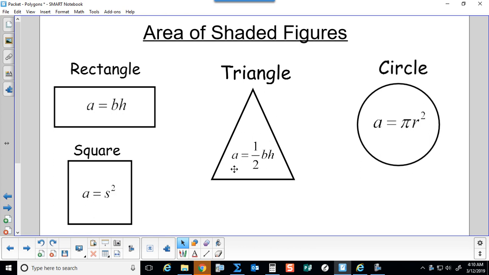We'll be finding the area of a triangle, which is half of a rectangle, so it's 1/2 base times height, and the area of a circle, which is pi r squared. Today we'll be using 3.14 for the value of pi.